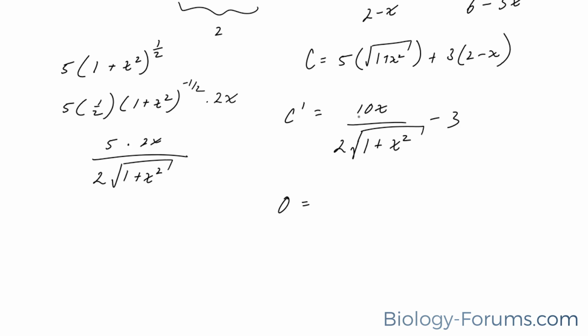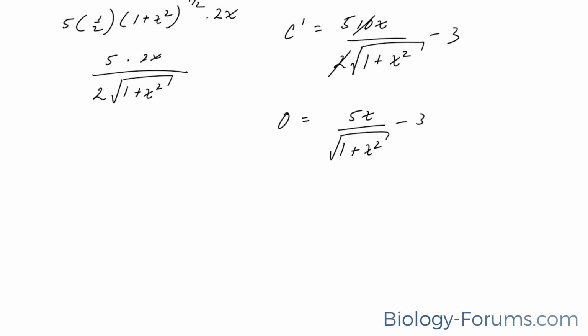And remember, 10 over 2 is equal to 5, and this 2 cancels out. So 5x is equal to 3 over the square root of 1 plus x squared... We're going to solve for x now, and that shouldn't be hard. We're going to bring this 3 over, and it becomes positive. We're going to multiply both sides by that, which gives us 3 times the square root of 1 plus x squared, and we have 5x on the right side.